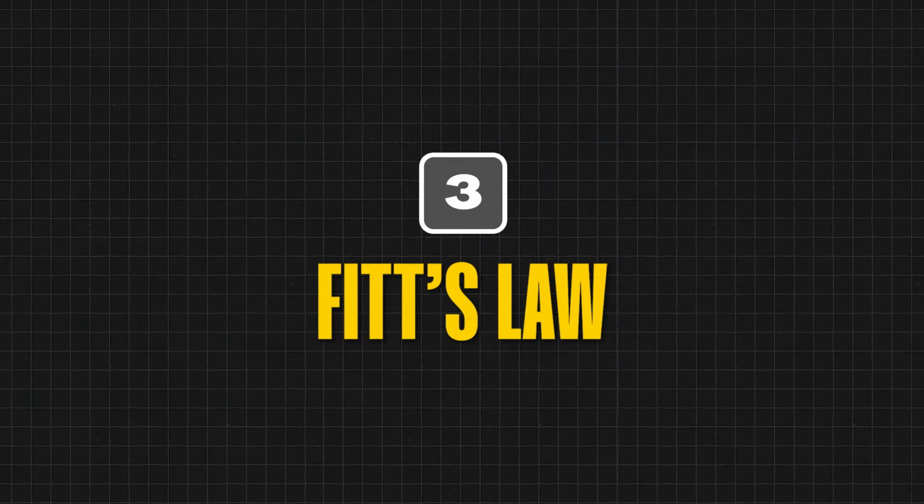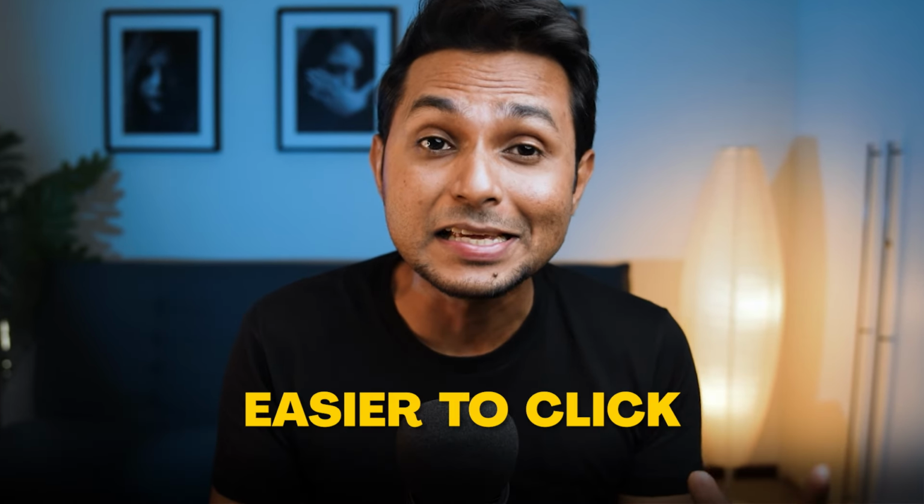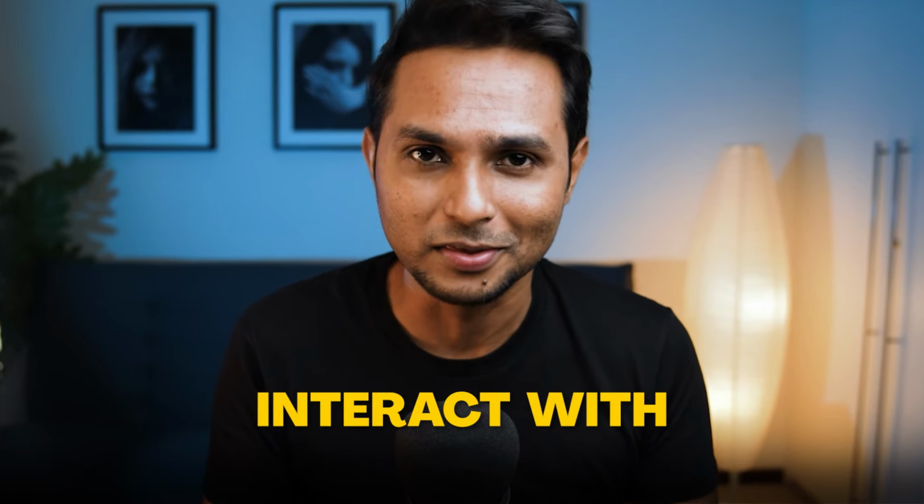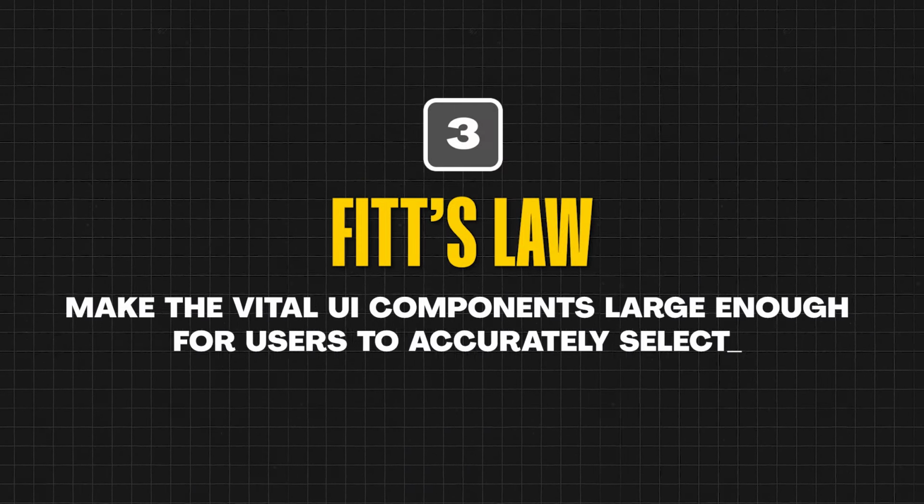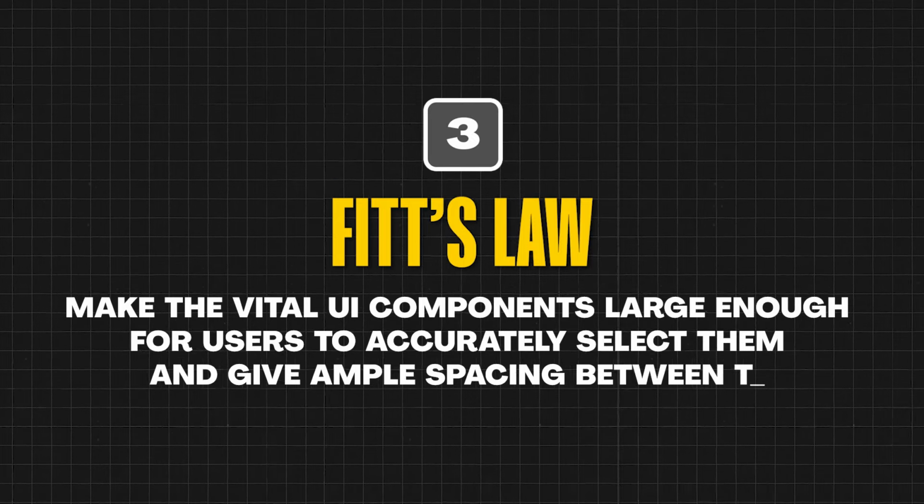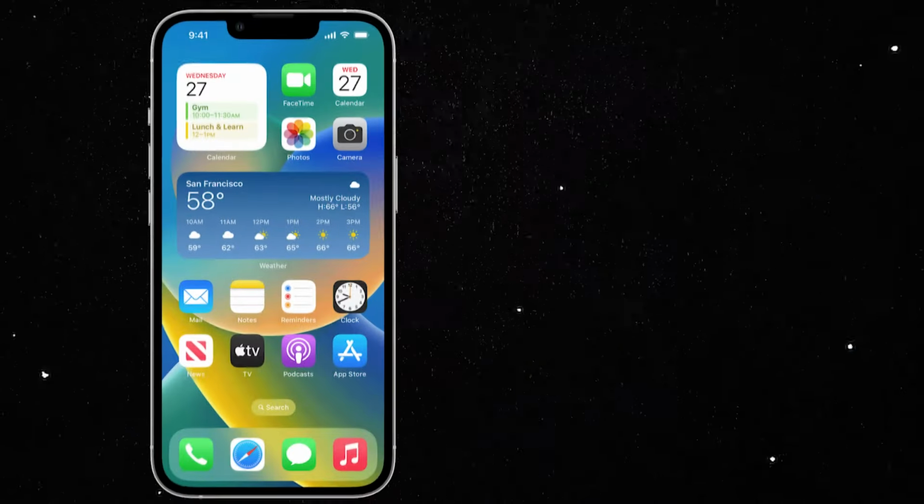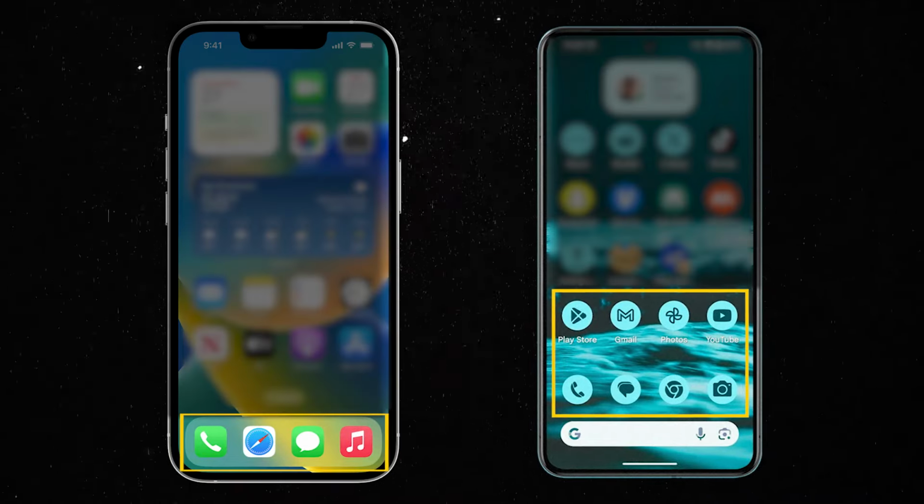Number 3, Fitts law. The bigger, the better. Bigger and nearer objects are easier to click and interact with. Make the vital UI components large enough for users to accurately select them and give ample spacing between them. Not only large, but also place the elements nearer in such a way that it's easier to interact with. For example, the most used apps in an iPhone or an Android phone are placed at the bottom of the screen because it's easily accessible by your hands.